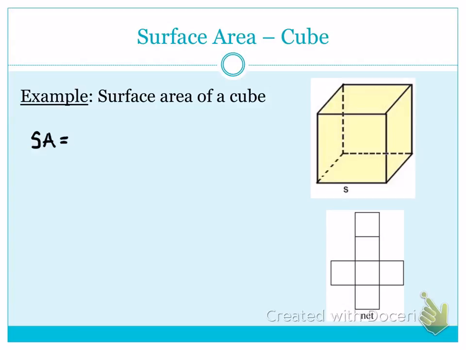Any ideas? All right, so one of the areas of the cube is s squared, right? One of the faces' area is s squared. One of them or all of them? It's actually all of them on this object, isn't it? All of the faces have an area of s squared. So now how many faces are there? 6. There are 6. So the area formula for a cube, for surface area, is 6s squared.